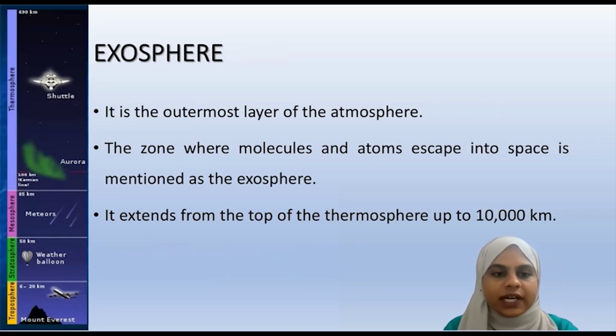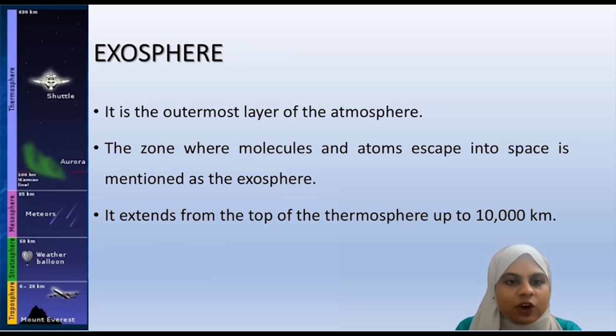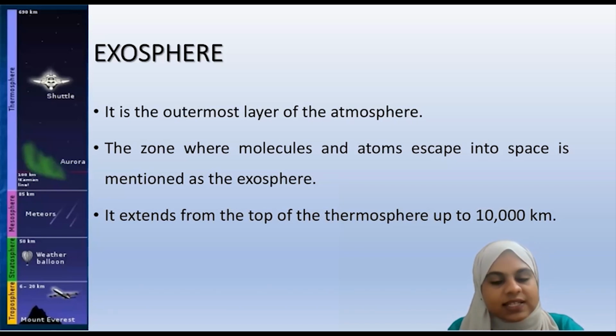Next one, exosphere. Exosphere is the outermost layer of the atmosphere. The zone where molecules and atoms escape into space is referred to as the exosphere. It extends from the top of the thermosphere up to 10,000 kilometers. So, what we have learned from this structure of the atmosphere: there is troposphere, stratosphere, mesosphere, thermosphere, and also the exosphere. This is the entire structure of the atmosphere.